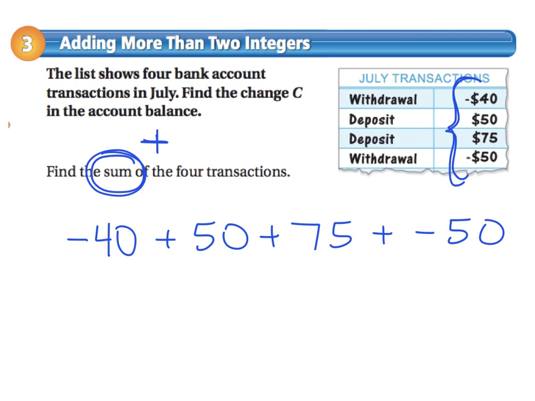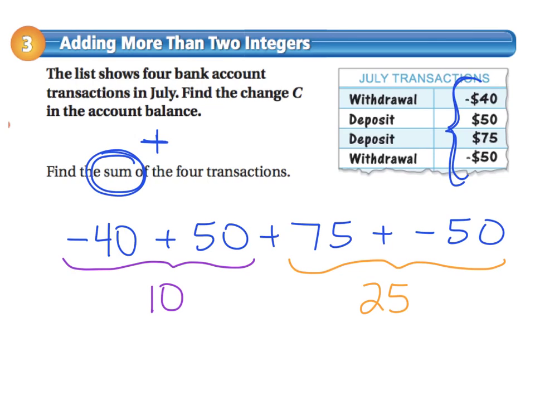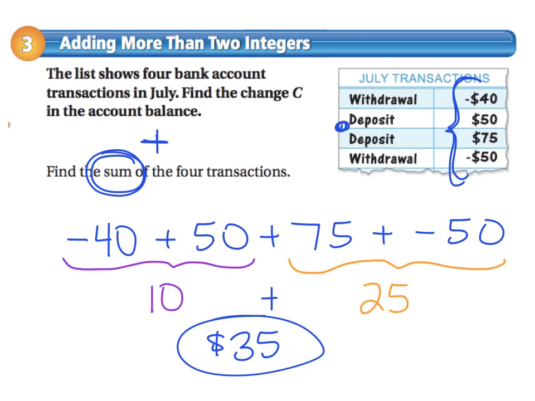Now, if I keep working, that's a lot of numbers to add together. However, I'm going to look at just 2 at a time. -40 plus 50 is +10. 75 plus -50 is 25. We're still adding these together, and 10 plus 25 gives us a grand total of $35. Since it's positive, that means he has $35 still deposited in his bank account.